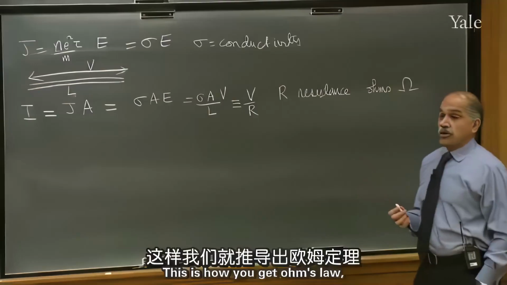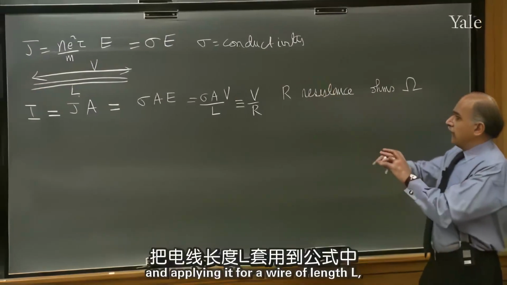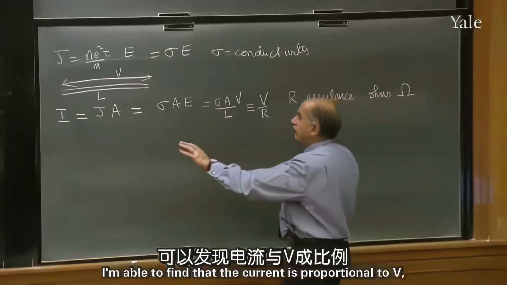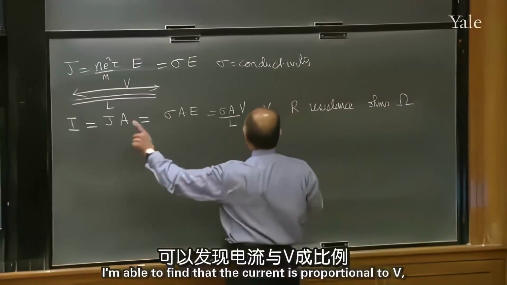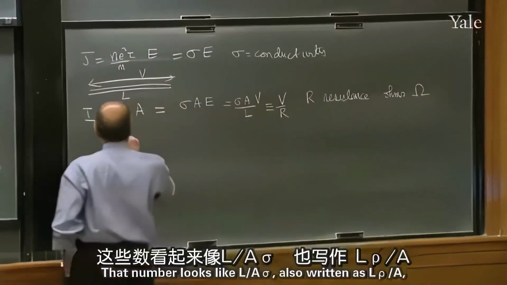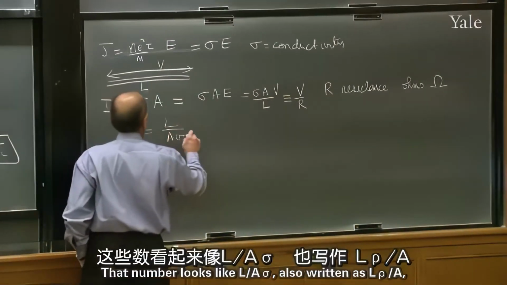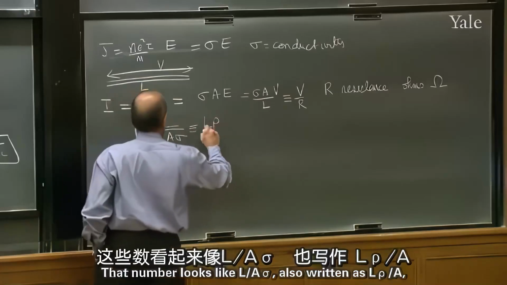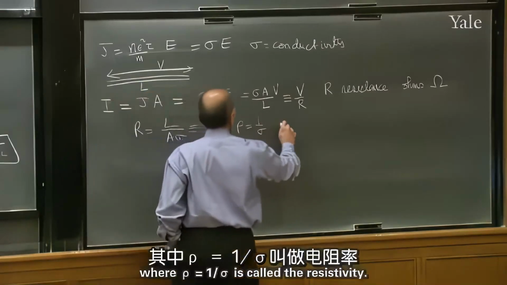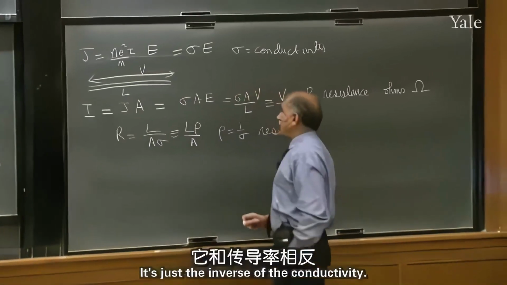This is how you get Ohm's law, because just by going to the microscopic equation and applying it for a wire of length L, I'm able to find that the current is proportional to V divided by some number. That number looks like L over A sigma, also written as L rho over A, where rho equal to 1 over sigma is called the resistivity. It's just the inverse of the conductivity.